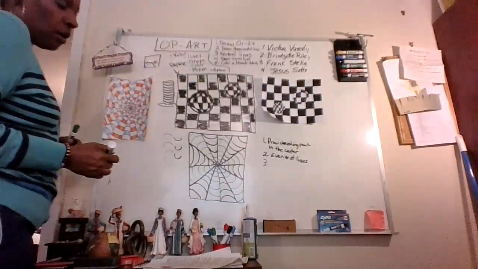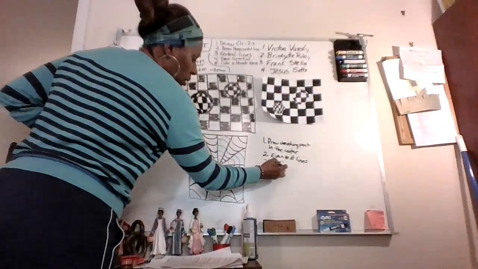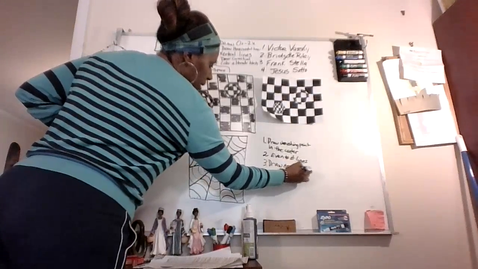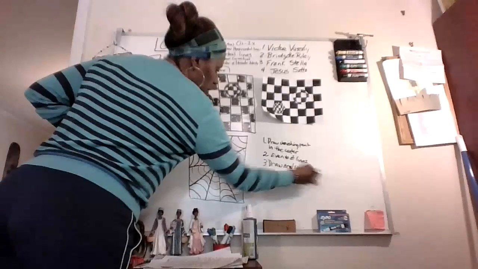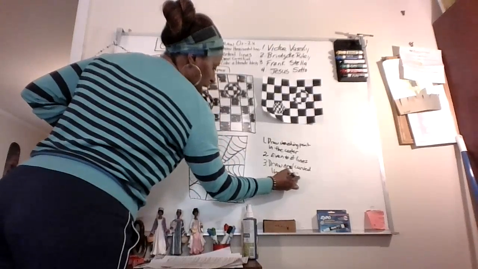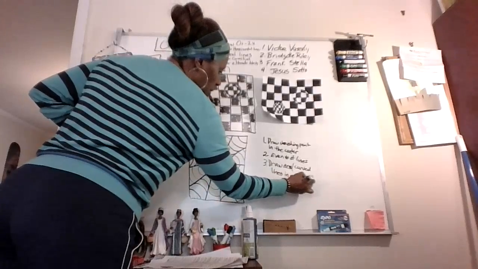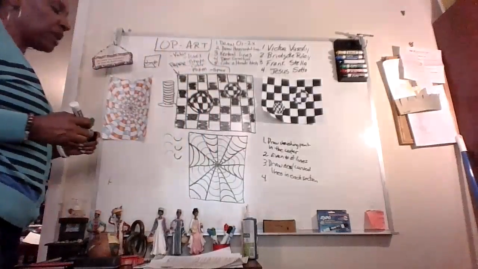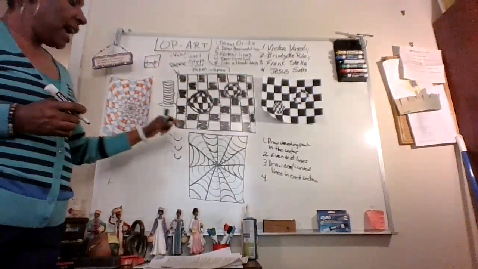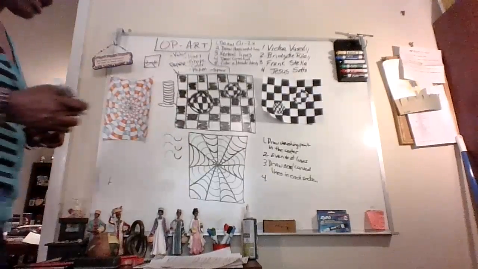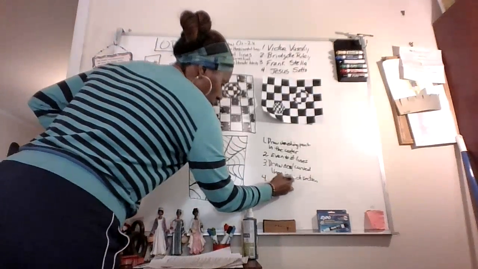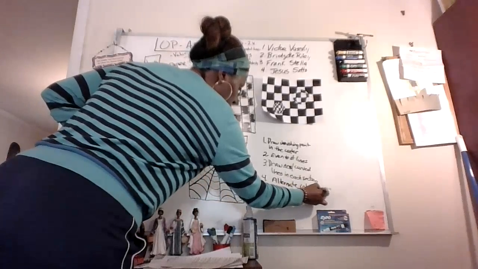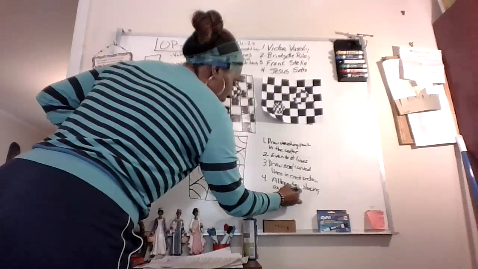Step 3 was to draw arcs or curved lines in each section. Step 4 is going to be to color in every other, so alternating colors. So alternate coloring every other section.